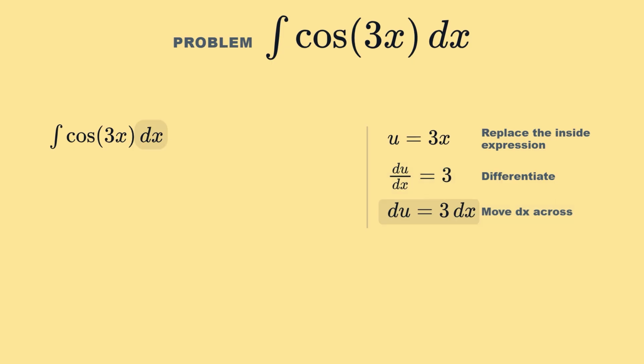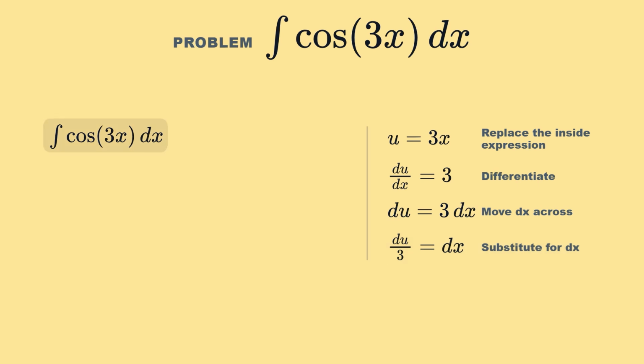Now we can't really substitute du in here, right? Because we don't have 3 dx sitting within our integral. But we do have dx, so if we isolate dx here by dividing by 3, we get du over 3 equals dx. We then can substitute du over 3 in for dx. This is where that 1/3 comes from.